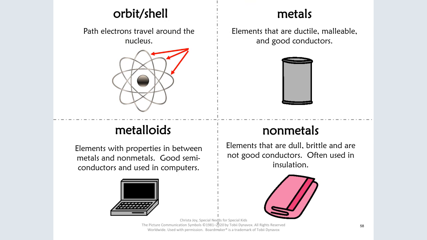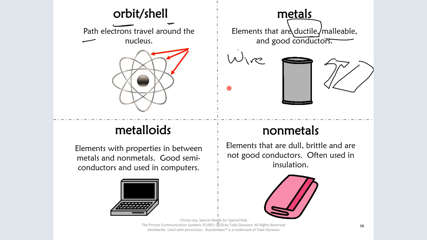Electrons travel around the nucleus in a path. Sometimes they're called orbits or shells. Metals are elements that are ductile, meaning that they can be pulled into wire. They're malleable, which means that they can be hammered into small sheets.